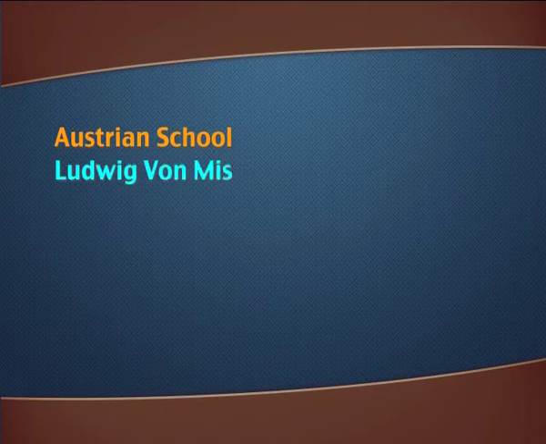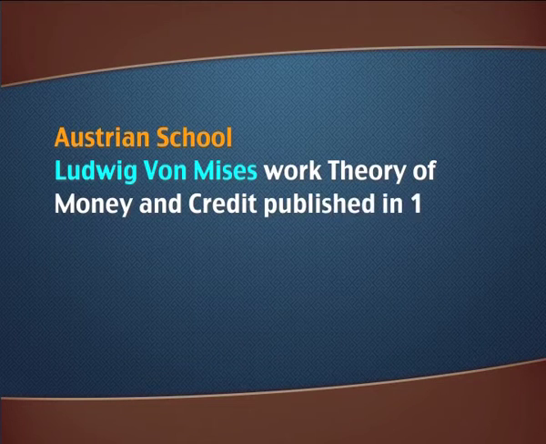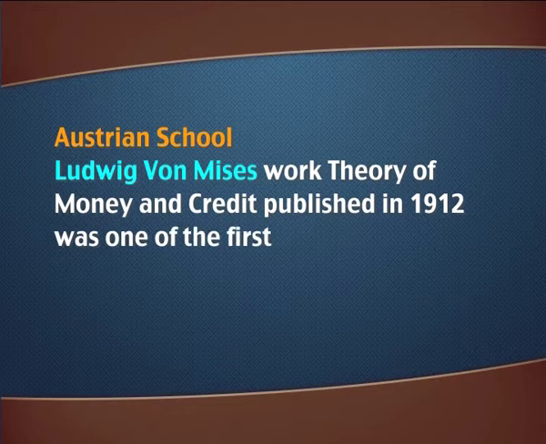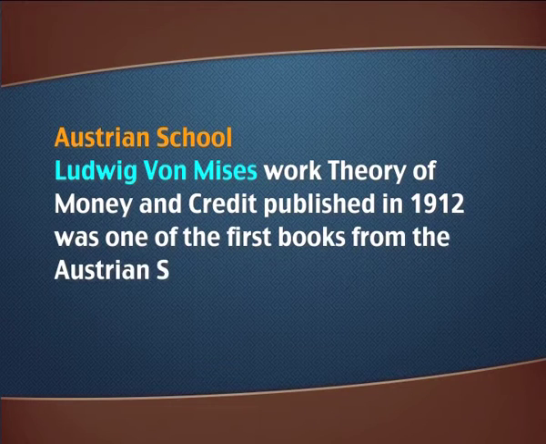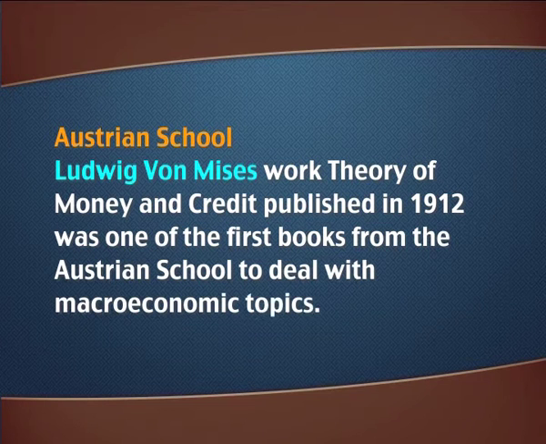The quantity theory of money was a central part of the classical theory of economy that prevailed in the early 20th century. Austrian school economist Ludwig von Mises' work Theory of Money and Credit, published in 1912, was one of the first books from the Austrian school to deal with macroeconomic topics.